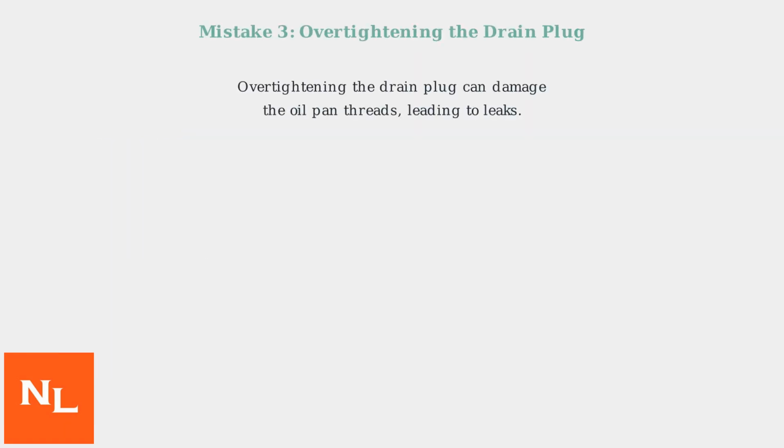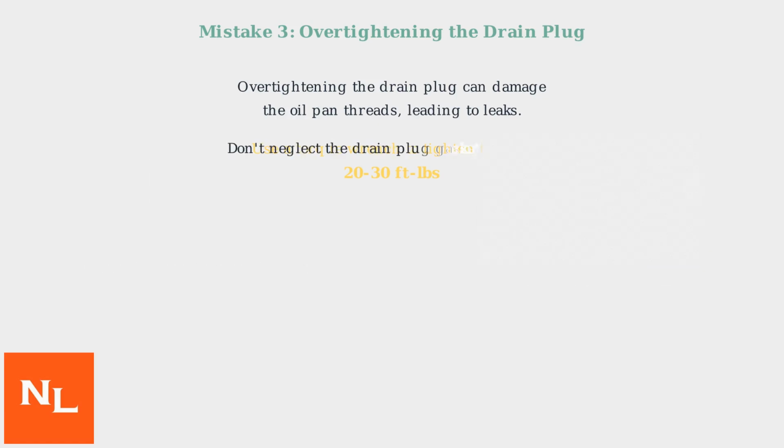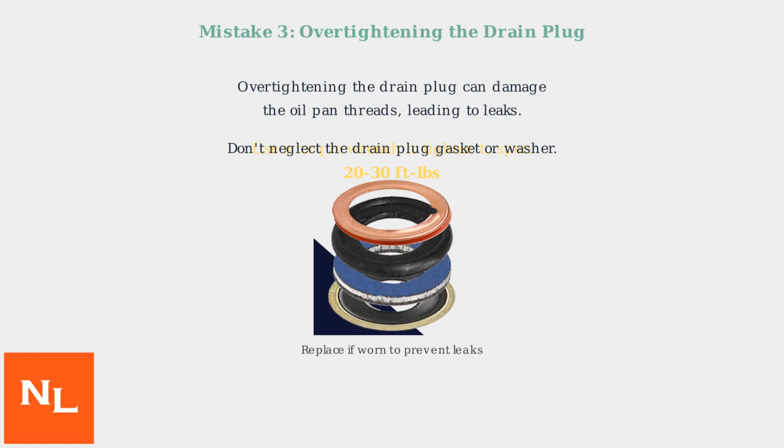Over-tightening the drain plug can strip the oil pan threads, causing expensive leaks that require professional repair. To prevent this, use a torque wrench and tighten to the manufacturer's specification, typically 20 to 30 foot-pounds. Neglecting to replace the drain plug gasket or washer can also cause leaks. Always inspect and replace these sealing components.